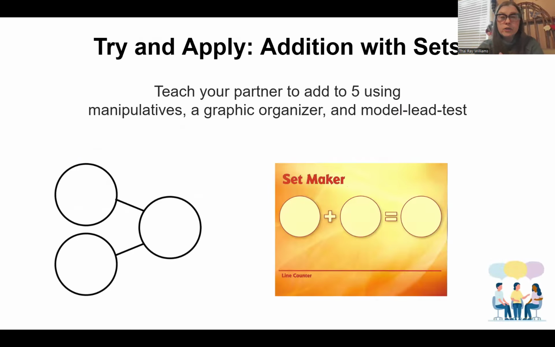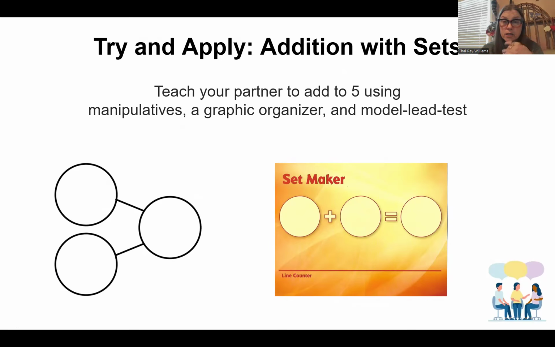All right, so you're going to do a try and apply. This time you're going to teach your partner to add to 5, using your manipulatives, and this time you're going to use a graphic organizer. Graphic organizers are evidence-based practices for this skill, so we want to make sure that we're implementing the supports that will help our students acquire skills most quickly and that would support them in their cognitive processing and their understanding of the skill as a whole.